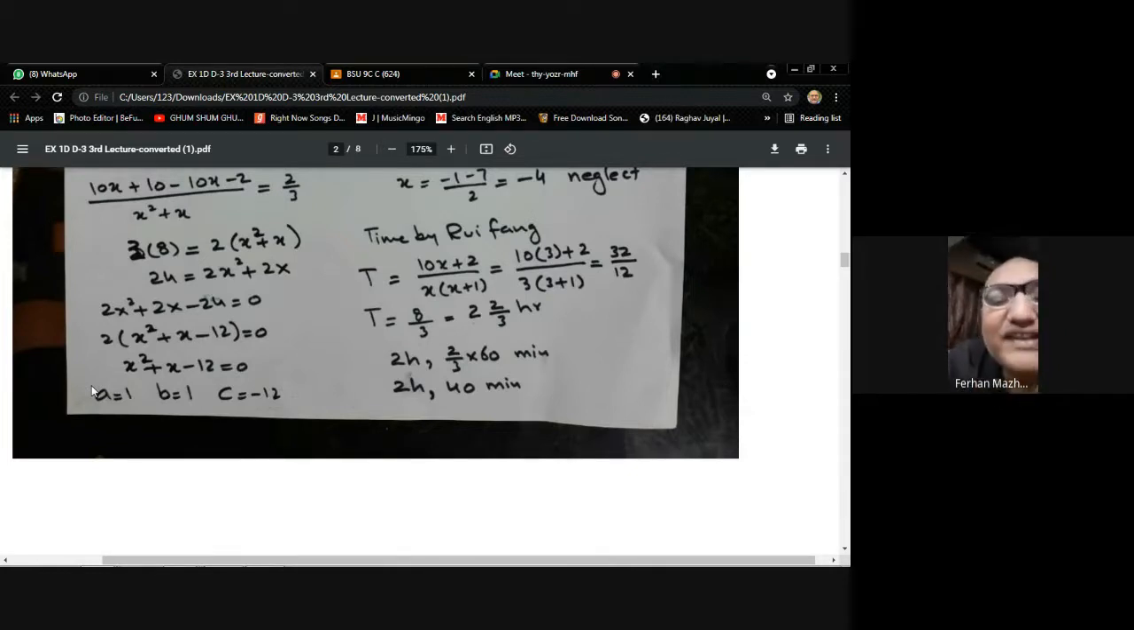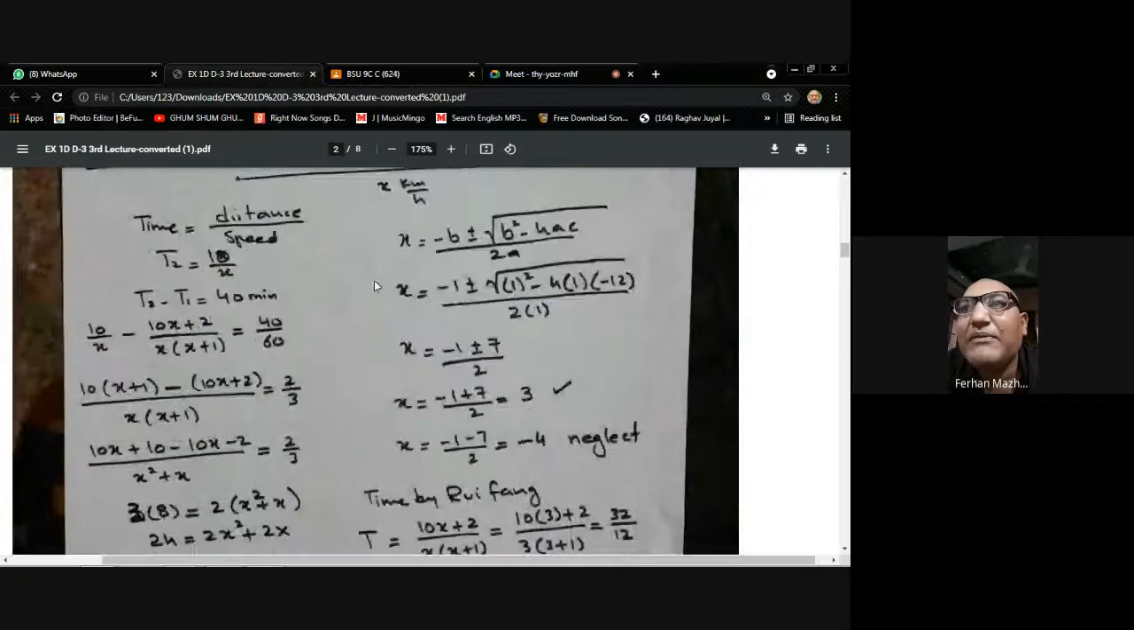Here the coefficient of x square, we call it a, that is 1, and the coefficient of x, that is b, its value is 1. The constant term is minus 12, so the value of c is minus 12. So now we will apply the quadratic formula. Here you can see I have written the quadratic formula. x is equals to minus b plus minus under root b square minus 4ac divided by 2a. Every time I do this question, I will write this formula so that I never forget it. Then I will substitute the values of a, b, and c in this formula.